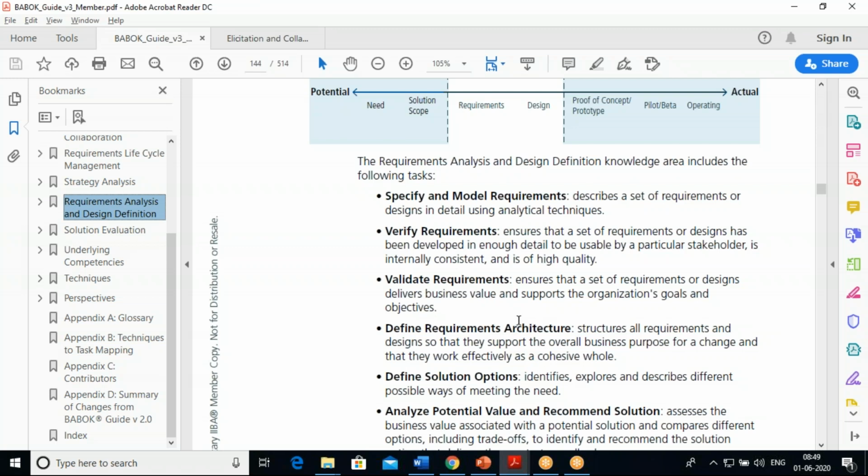Requirements architecture means this is how you have to understand. It structures all requirements and designs so that they support the overall business purpose for a change, and they work effectively as a cohesive whole. Now you should understand the completeness. Whole means completeness. The cohesive whole means all together it should give you the benefit of being there.